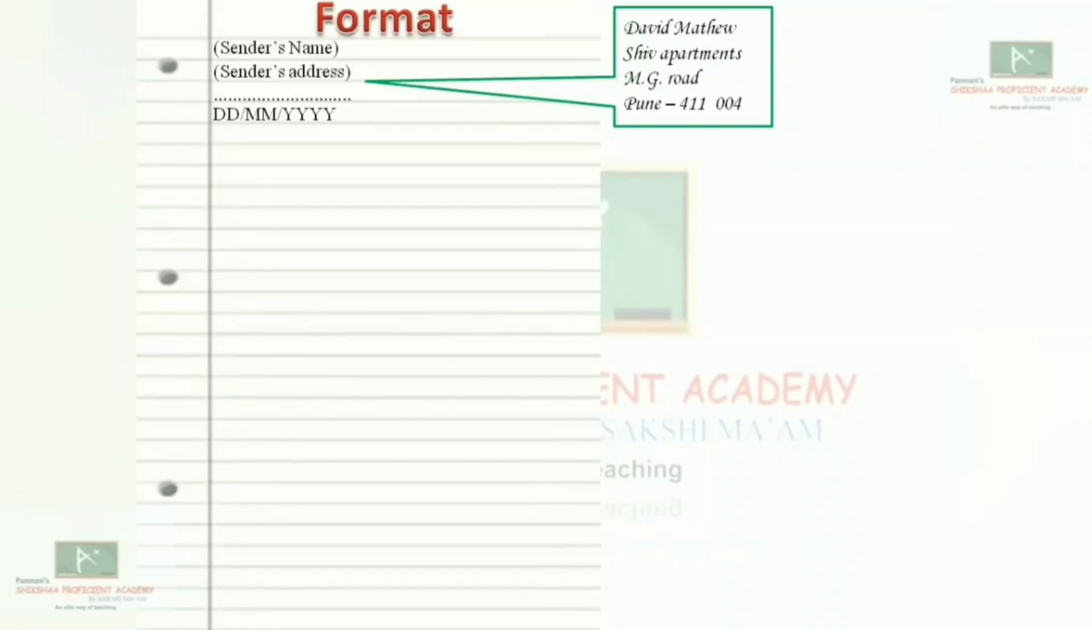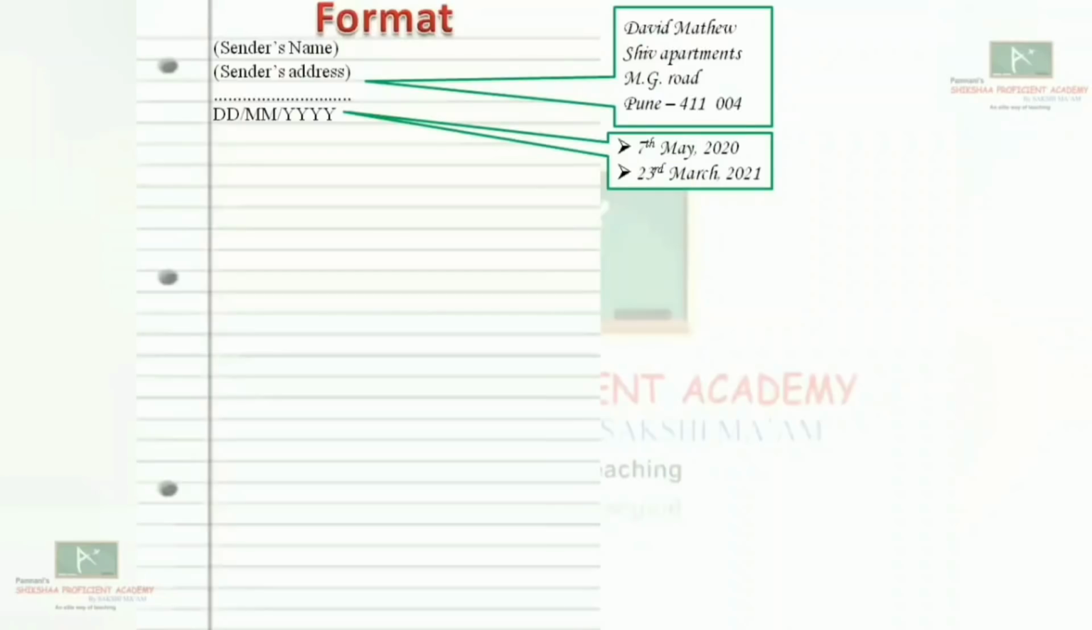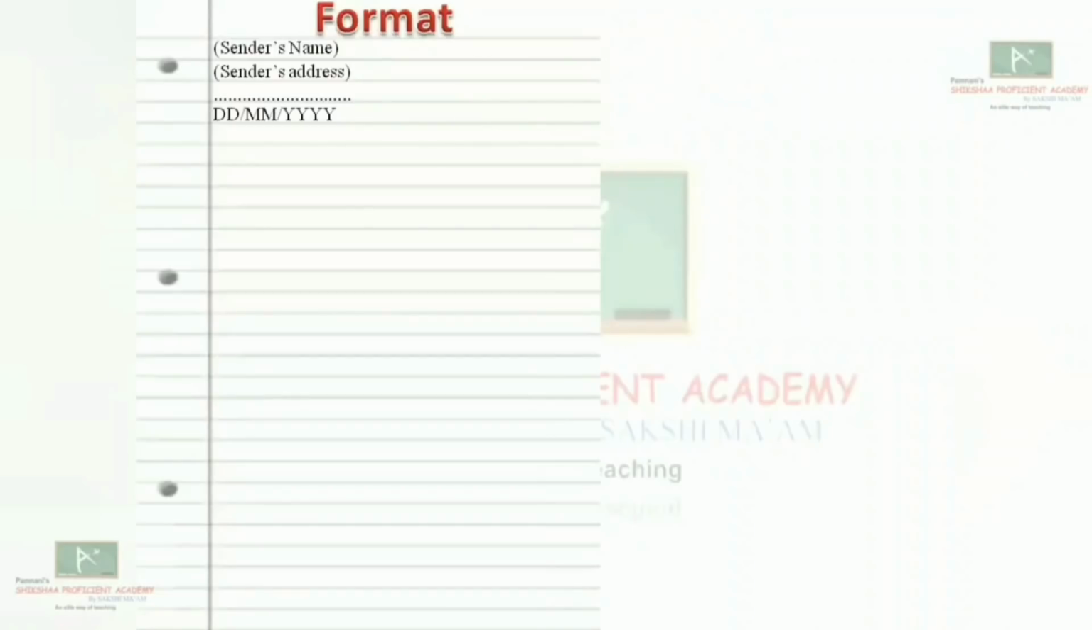On the next line, we write the date in date, month and year format, same as in an informal letter: 7th May, 2020, 23rd March, 2021. I am stressing this part that we need to put a comma after the month. Then, leaving one line, we write the receiver's address.